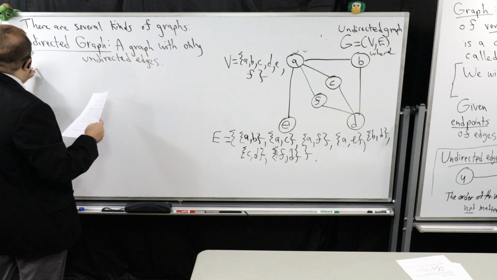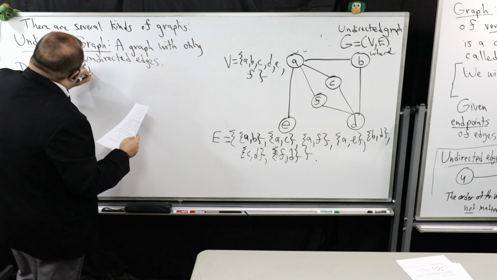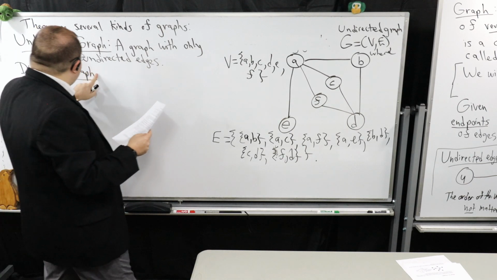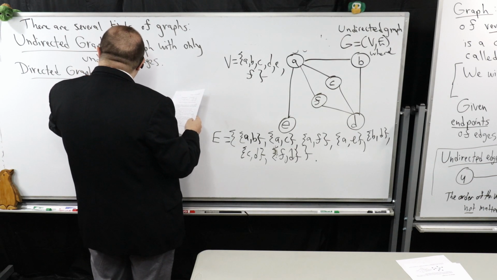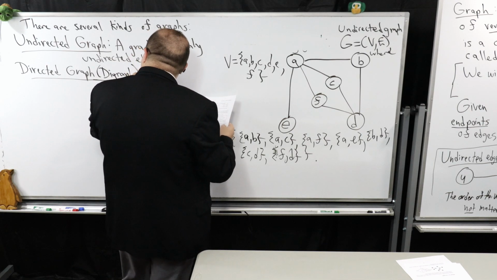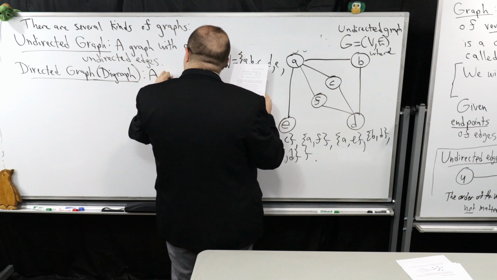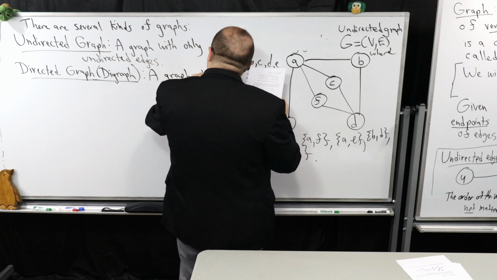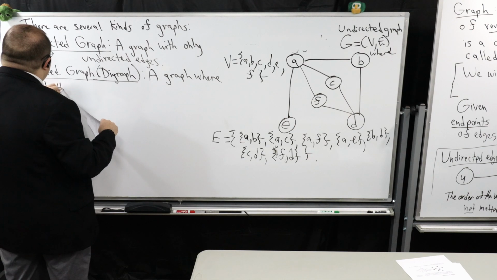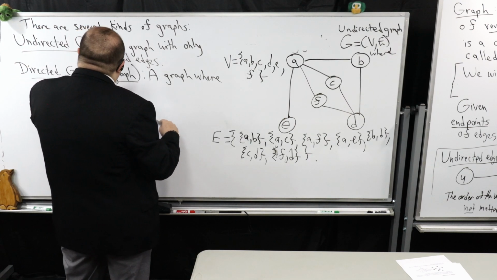Now you might guess what a directed graph is then. Sorry, I get really excited about this. So if it's a directed graph, by the way, some people like to call these digraphs for short. So this is just simply a graph where all the edges are directed.